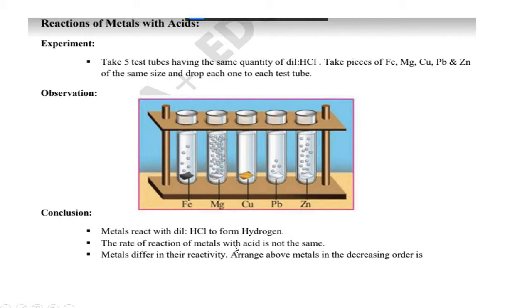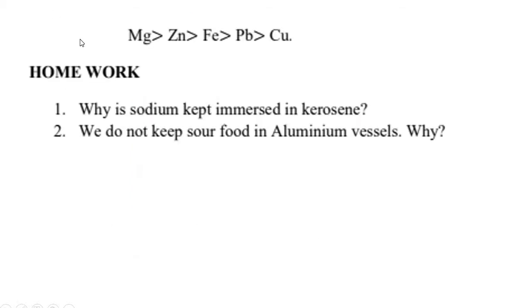Okay, the rate of reaction of metals with the acid is not the same. From this experiment, you can see that not all the metals reacted at the same rate. Some are highly reactive, whereas some are less reactive. So metals differ in their reactivity. And if you are asked to arrange the above metals in decreasing order, what will you write? Magnesium greater than zinc, greater than iron, greater than lead, greater than copper.